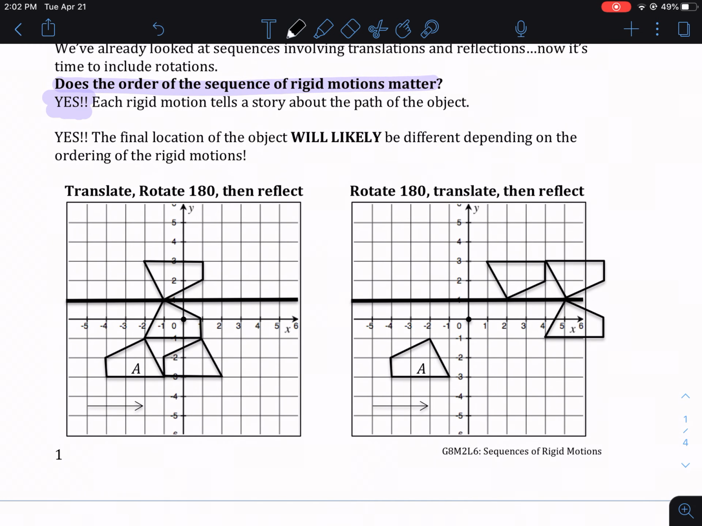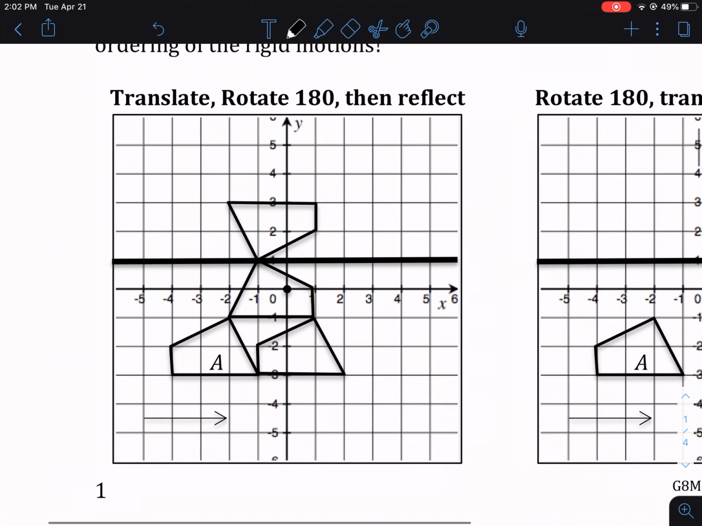So there's two examples right here. A is our original image, okay? So let's see what we have here. We have a vector right here. We have a line of reflection, and our rotation is going to be at the origin. So this is a specific pathway that's happening. So we're translating first, then rotating, then reflecting.